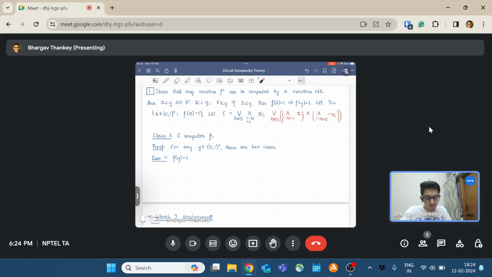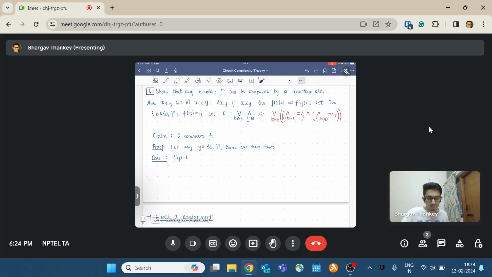Right. So now what I'm asking is, I have fixed the y so that f of y is 1. Now, can you prove that this expression is going to be evaluated to 1 when I plug in y? That is, c of y is 1. How would we argue that? Okay, so we know that the function on this input gives one. We need to show that the circuit would also give the output one. Yes.